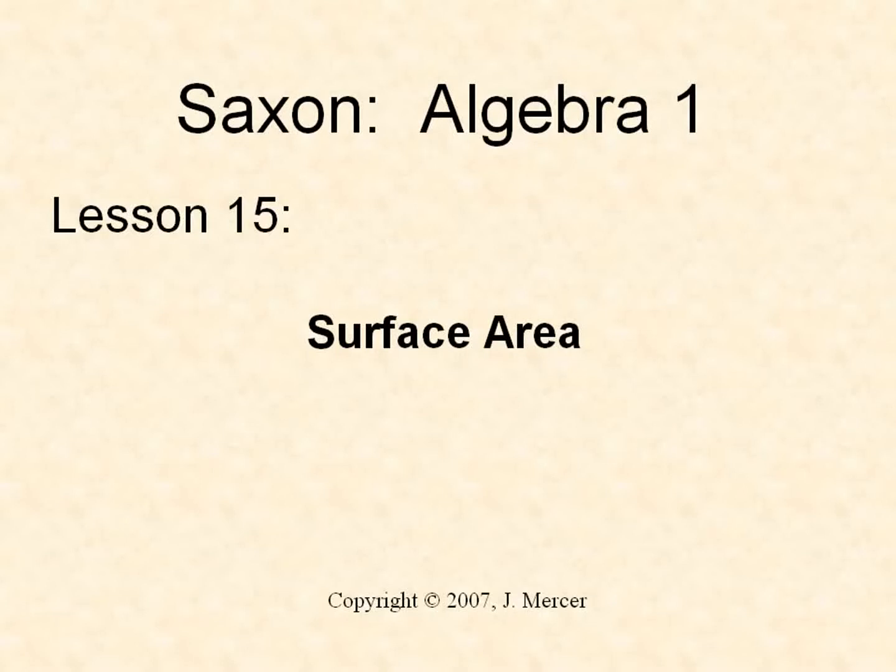Saxon Algebra 1, Lesson 15. In this lesson, we will look at three-dimensional objects and figure out their total surface area. That means the area of all the sides, which are really called faces, of whatever object we're talking about.